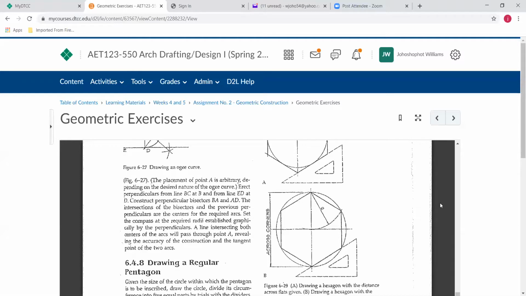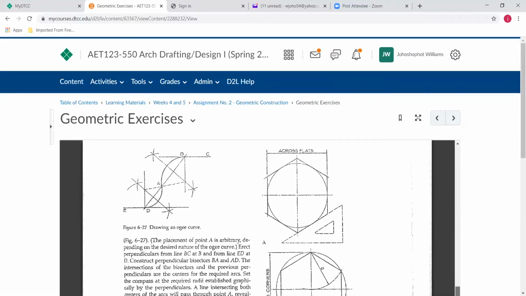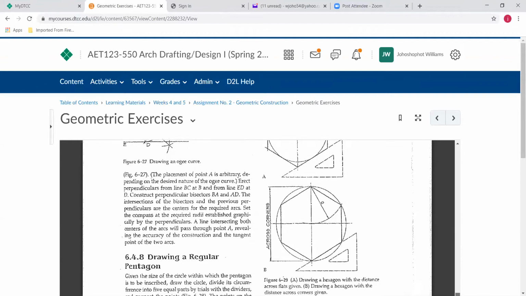Okay, so we see that when it's across flats, the hexagon is on the outside of the circle. When it's across corners, which we are doing, it's on the inside. Okay, cool. So I'm just going to show you how you're going to get started. But if you look at that diagram, you know what you need to do.